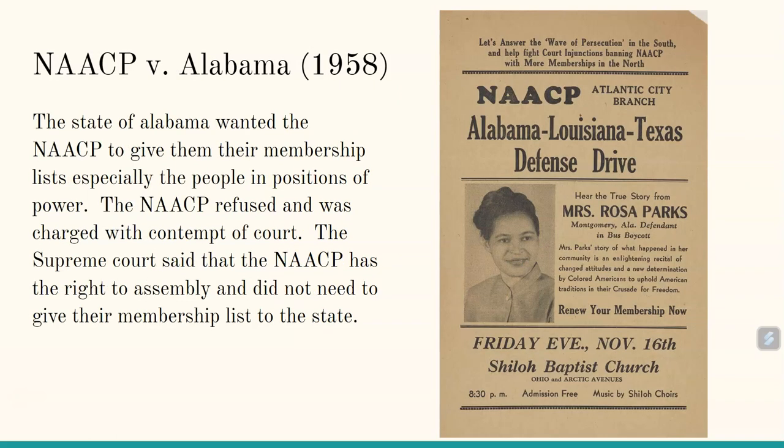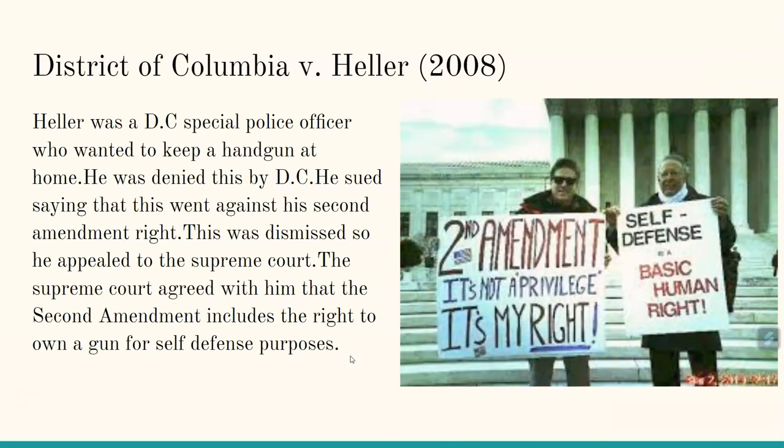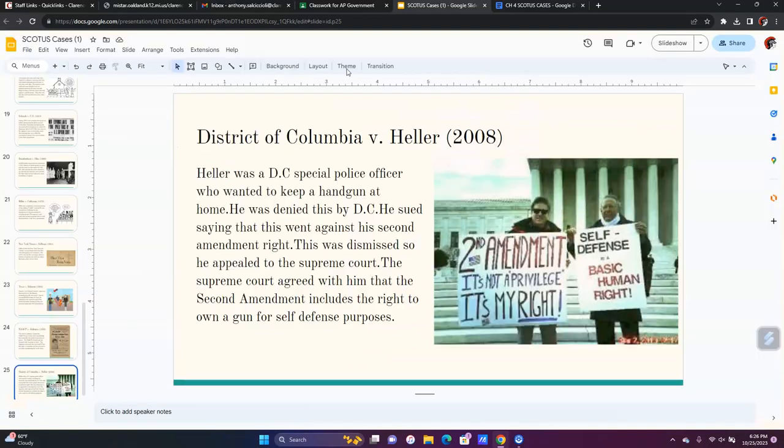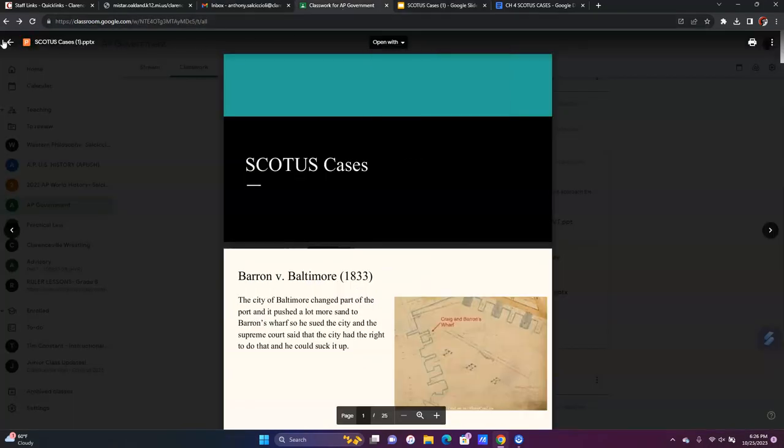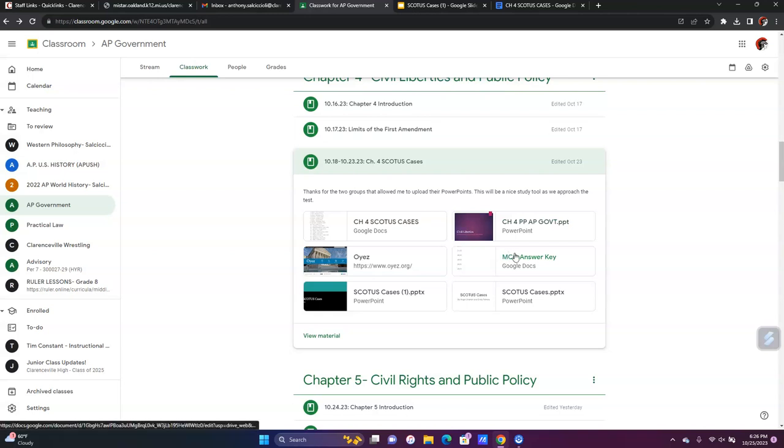NAACP versus Alabama. This is a case about freedom of assembly, freedom of expression. So a lot of these cases having to do with the Bill of Rights. And the last one in class, District of Columbia versus Heller, another gun case. So that's a lot. I get that's a lot. And if you're saying, "Oh my goodness, that's 24 cases. How do you expect me to remember it all?"